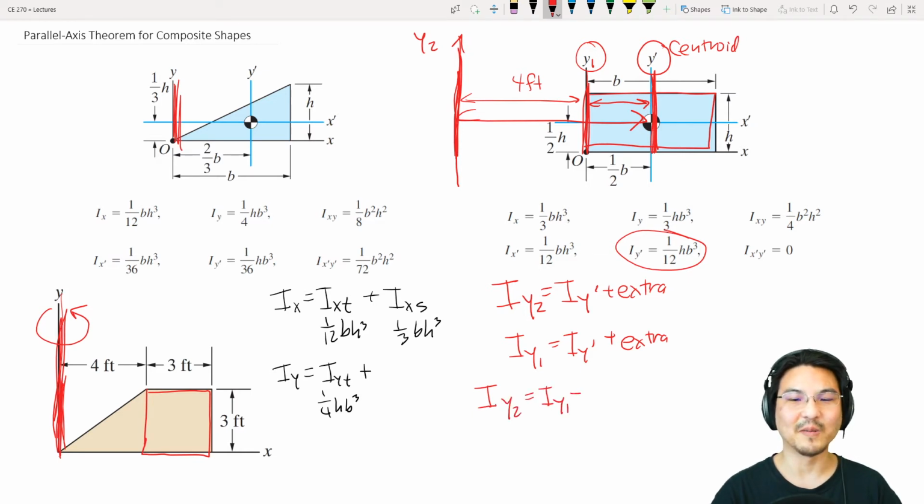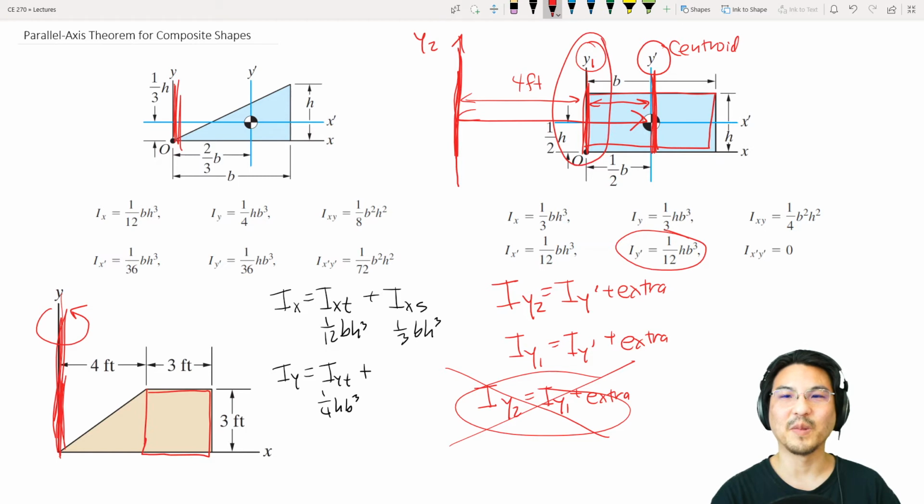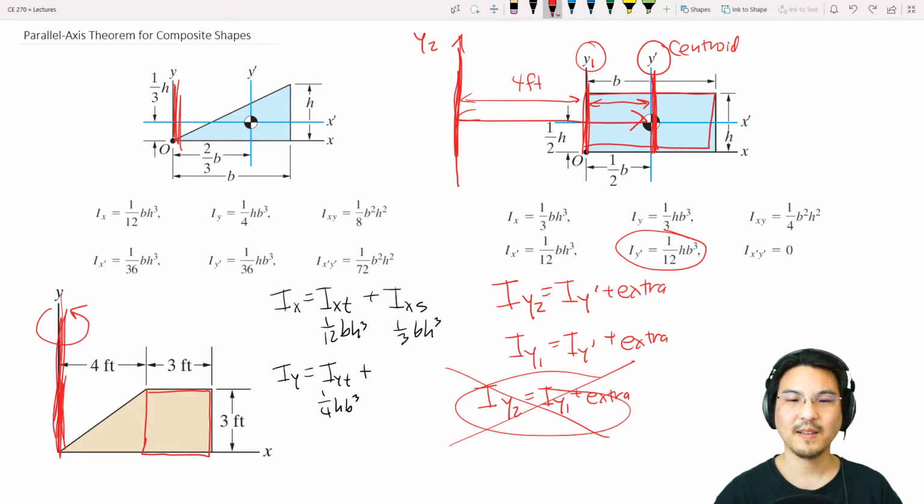What is not okay is going from y1 to y2. This is not okay. We can't go from here to here. Neither of those is going through the centroid. So that's not okay. So I'll make a big deal of that. Be careful to not do that. Okay, so back to this particular example.